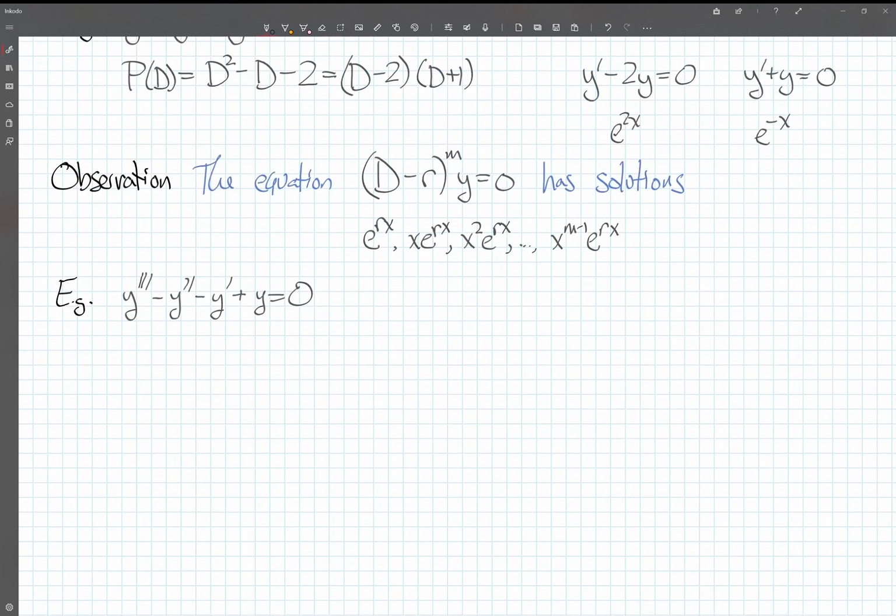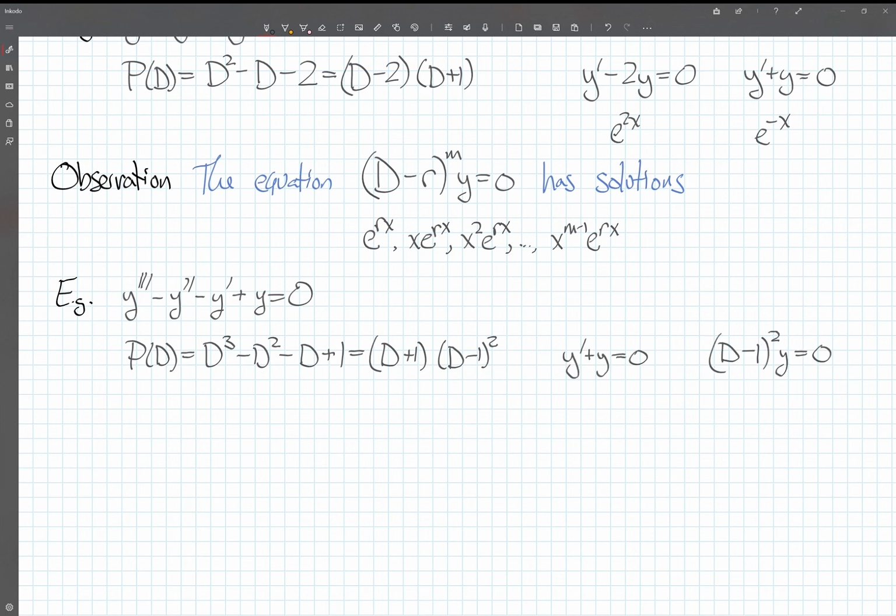Let's solve y triple prime minus y double prime minus y prime plus y equals 0. This one you have to think about a little bit. It's order 3, so the auxiliary polynomial has degree 3, but we can factor that. So our two equations that we factor it into are y prime plus y equals 0 and (D minus 1) squared y equals 0. Each of those is going to give us some solutions. That's e to the minus x, and this one we get 2. r is 1 here, so that'll give us e to the x, and then the second solution is x times e to the x. So there we go, we've got 3 solutions.